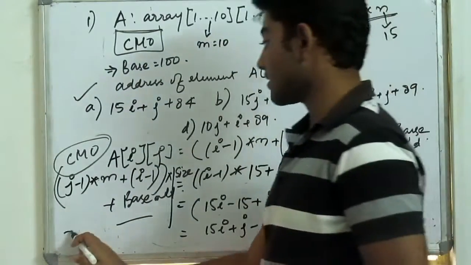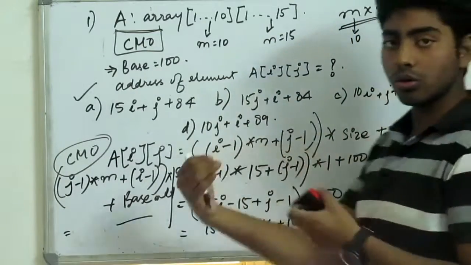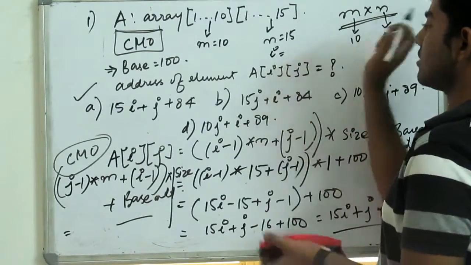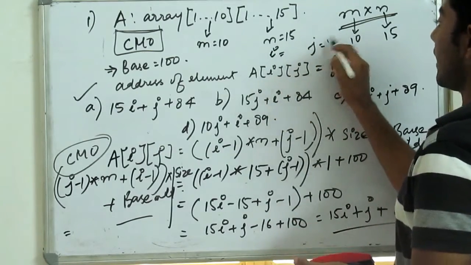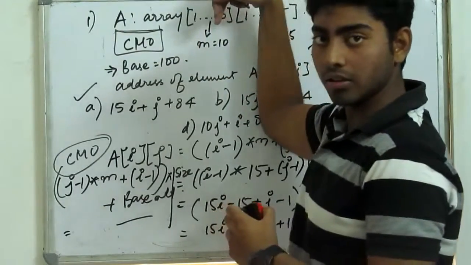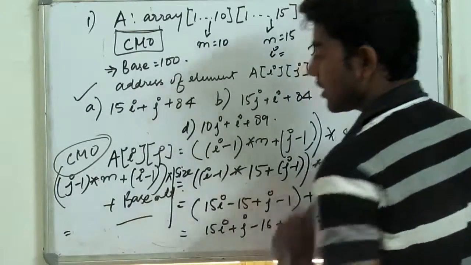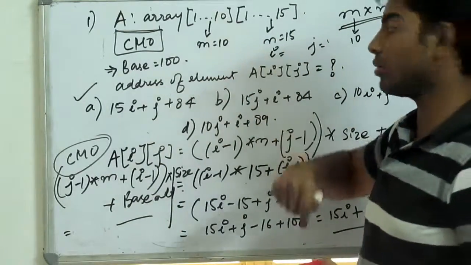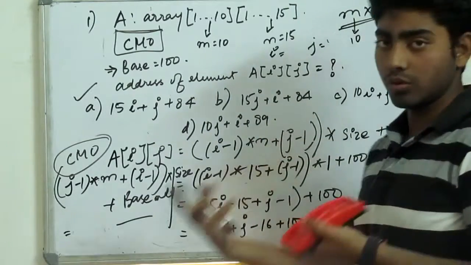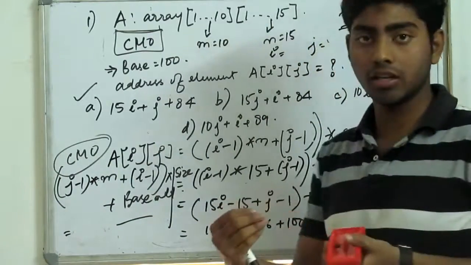I leave it as an assignment for you. You just do it by yourself, and if you want to extend this example, put any random values for i and j, draw the memory cells, and see what location the element is exactly present at and what location your formula gives, and then match that they are the same. You can do that as an exercise, and it will help you clear your concepts.